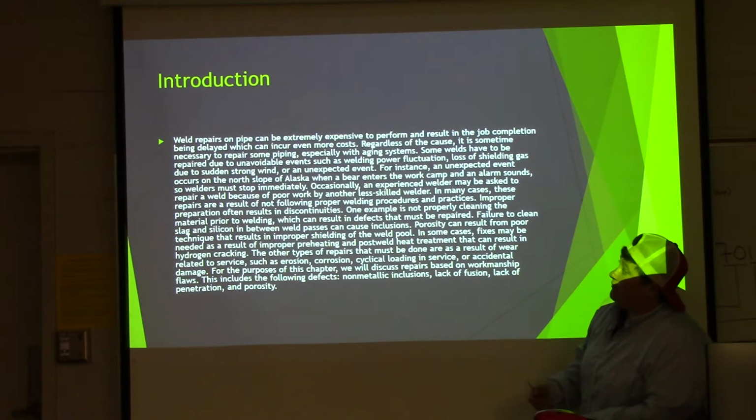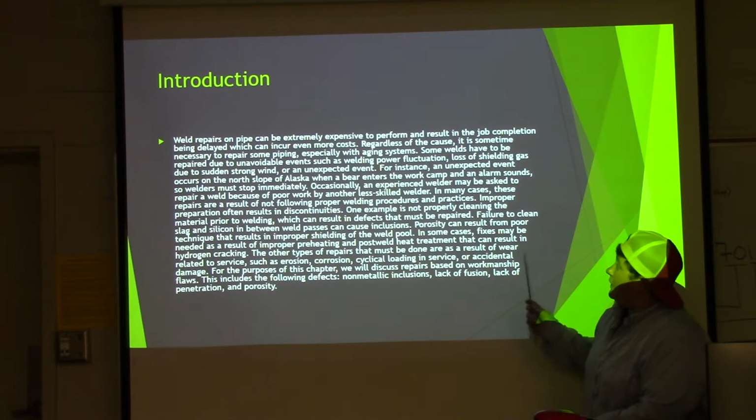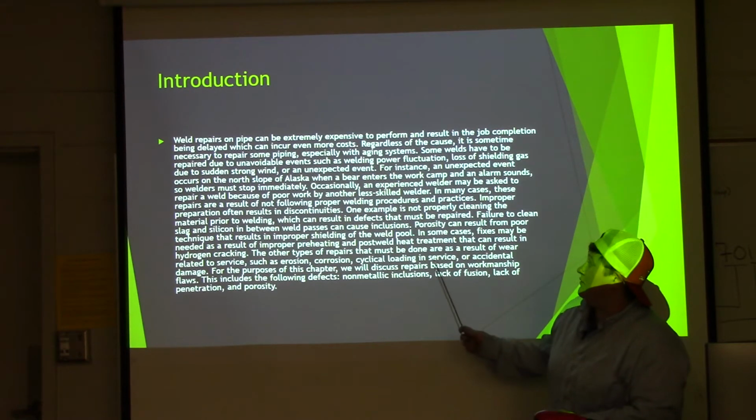Improper preparation often results in discontinuities. One example is not properly cleaning material prior to welding, which can result in defects that must be repaired. Failure to clean slag and silicon in between weld passes can cause inclusions. Porosity can result from poor technique that results in improper shielding of the weld pool.